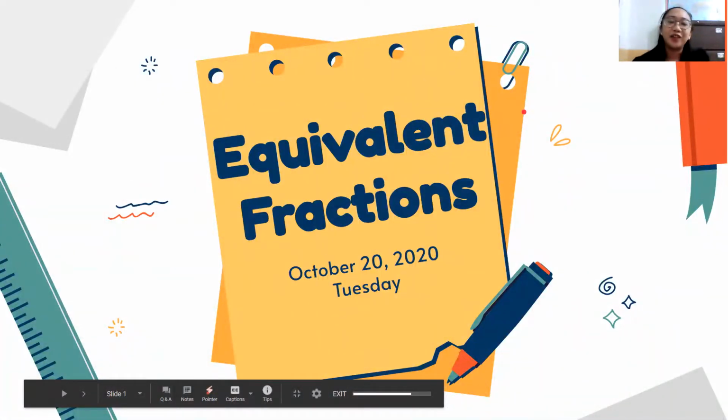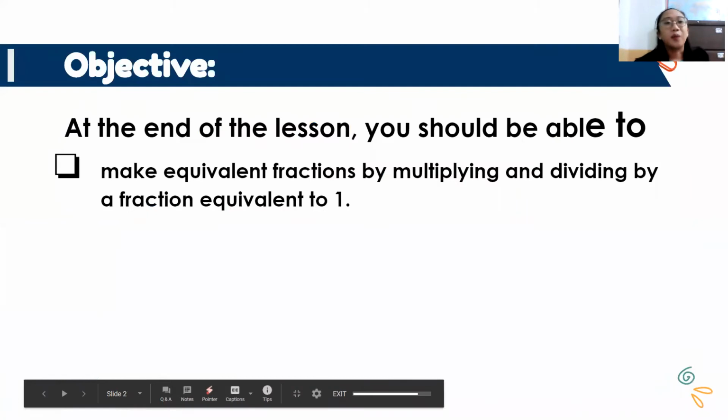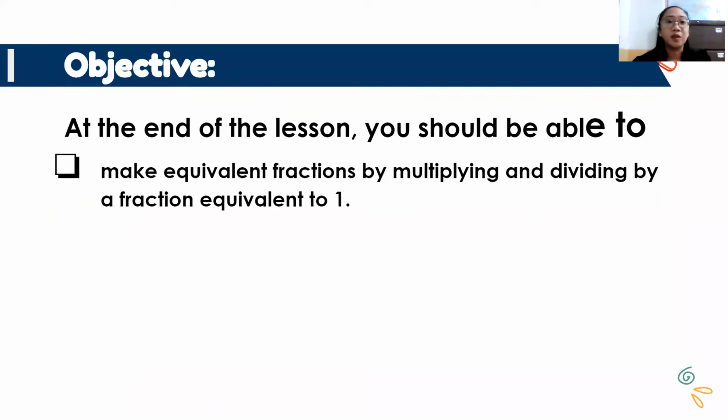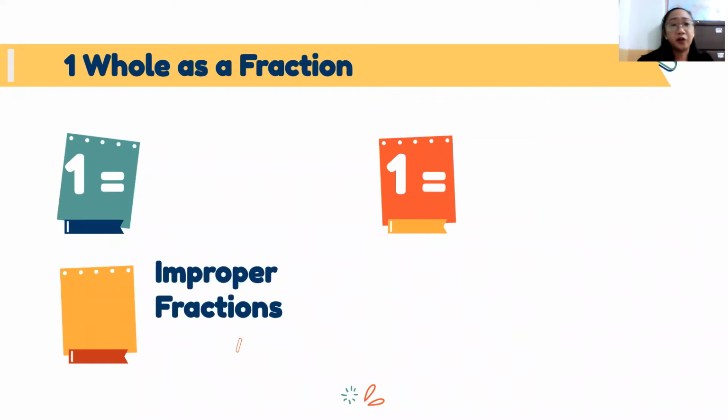Hi, grade 5. Today we will learn about equivalent fractions. We are going to make equivalent fractions by multiplying and dividing by a fraction equivalent to 1. So first, let us learn how we write one whole as a fraction.